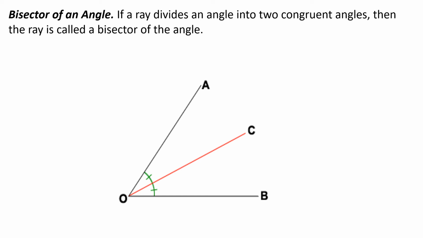We have the angle bisector or the bisector of an angle. If a ray divides an angle into two congruent angles, then the ray is called the bisector of an angle. So what we are dividing is the angle, hence the angle bisector. So, we have angle AOB, and what divides our angle is segment OC, or it can also be a ray that divides it, ray OC.